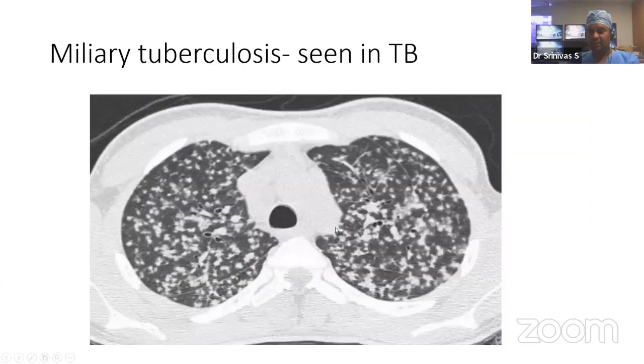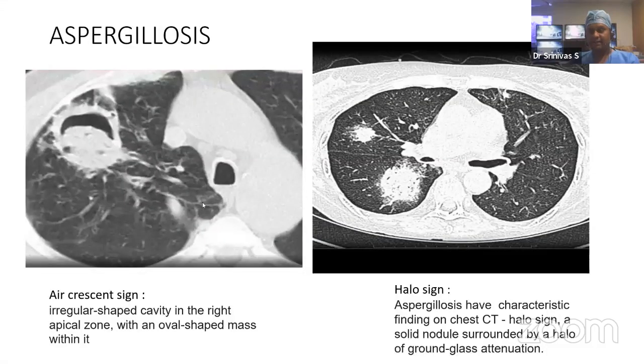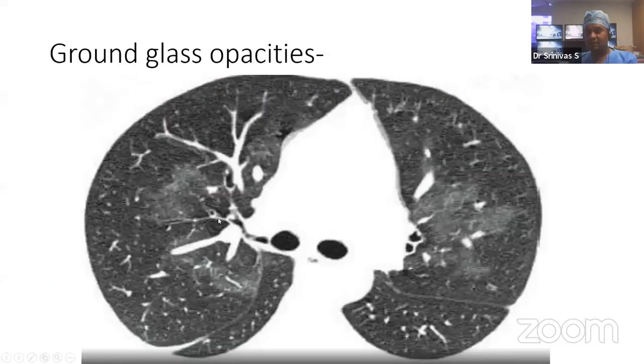This is a classical representation of a TB patient who is having scattered TB in the lungs, which is called miliary tuberculosis. These two, the air crescent sign and the halo sign, which we can see here, are the characteristic features of aspergillosis, where the air crescent sign appears as an irregular shaped cavity in the right apical zone with an oval shaped mass within it. This is the air crescent sign, and this is a halo sign, where a solid nodule is surrounded by a halo of ground glass opacification.